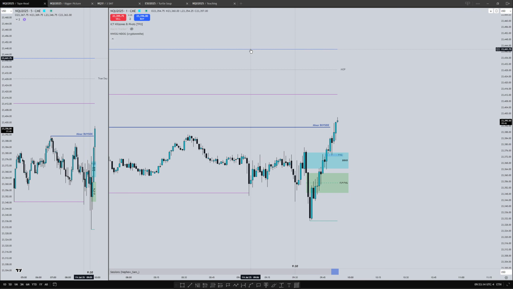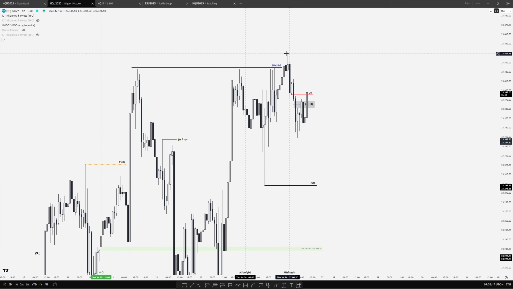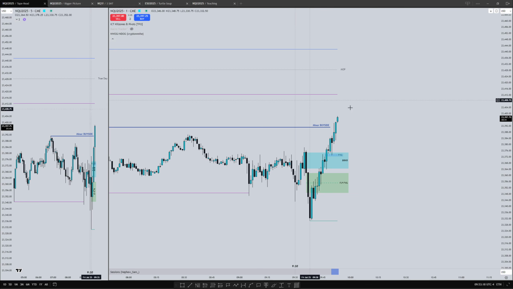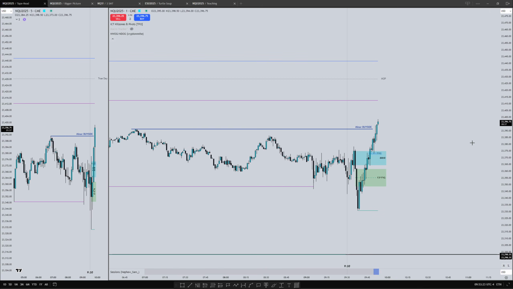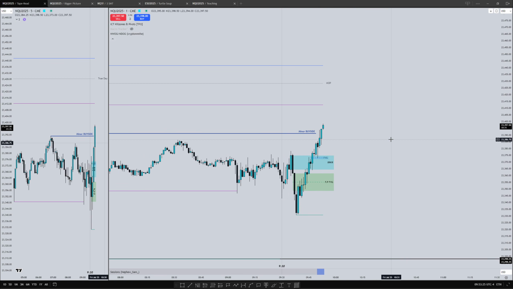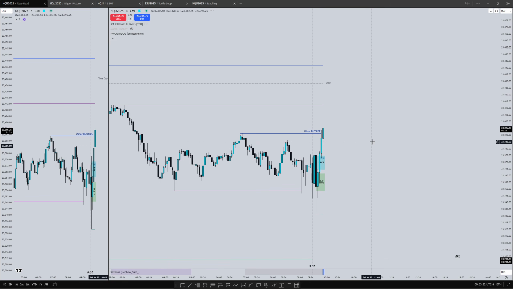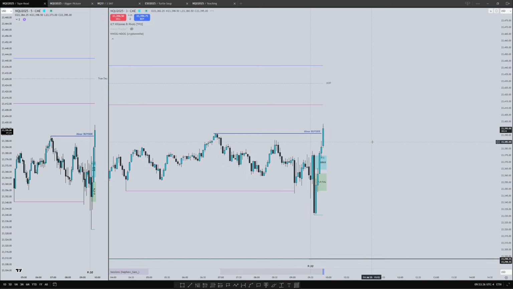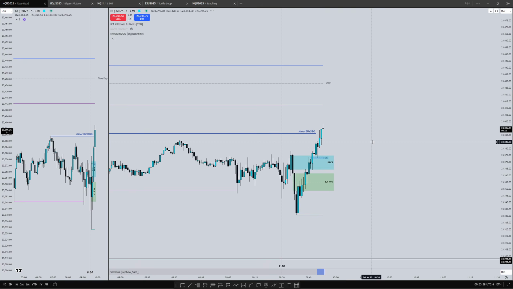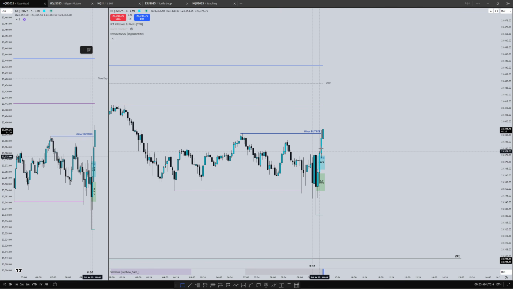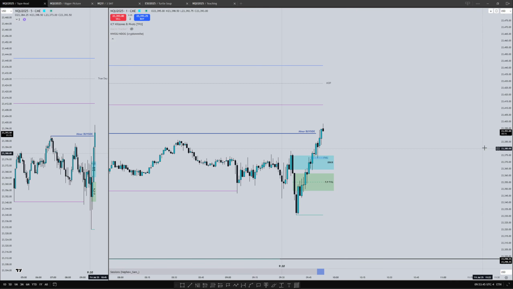This blue line up here is Asian high. That should be the current weekly high. 47 points. I'm liking that 4-minute gap. I'm going to watch this. 4-minute fill that. I love that.